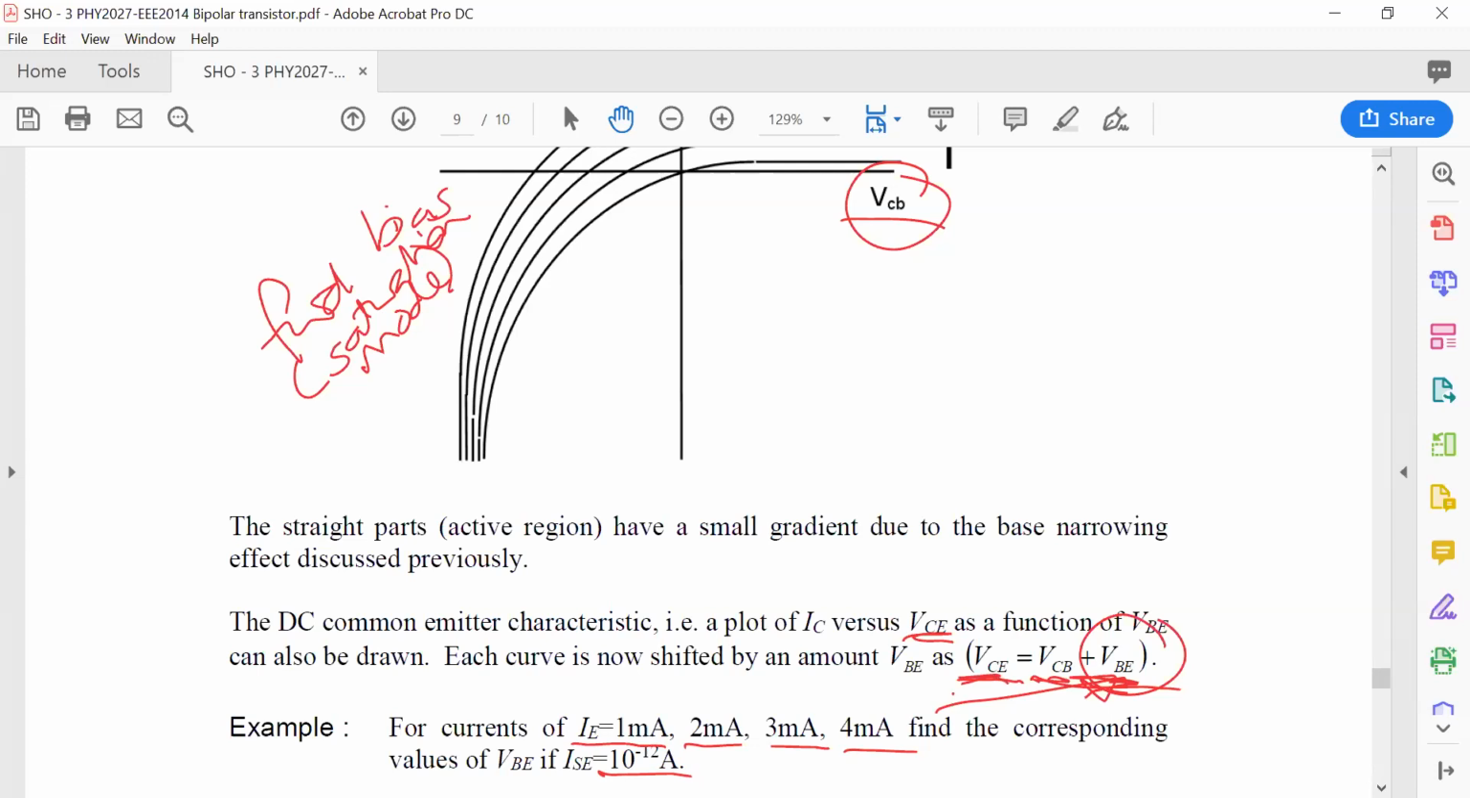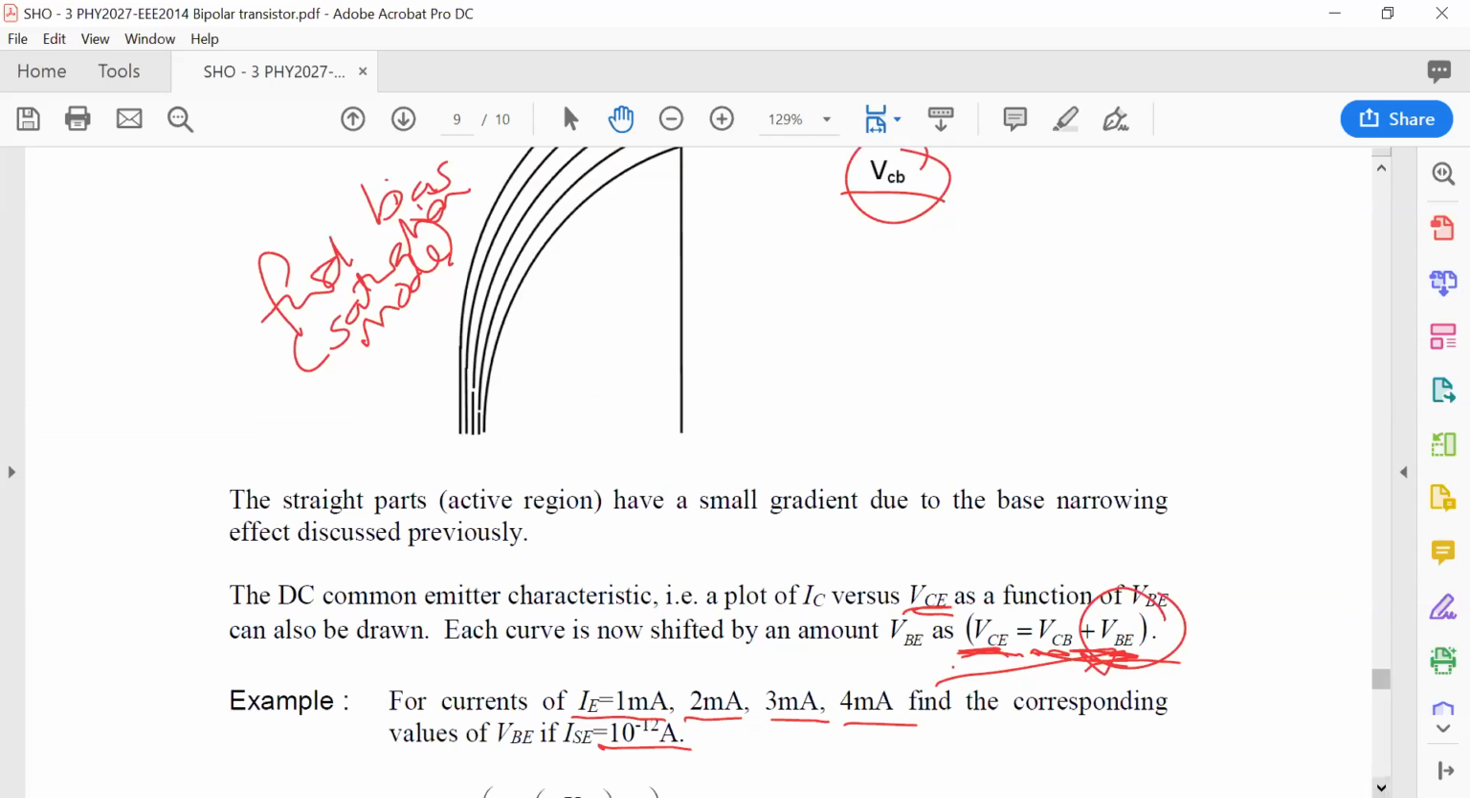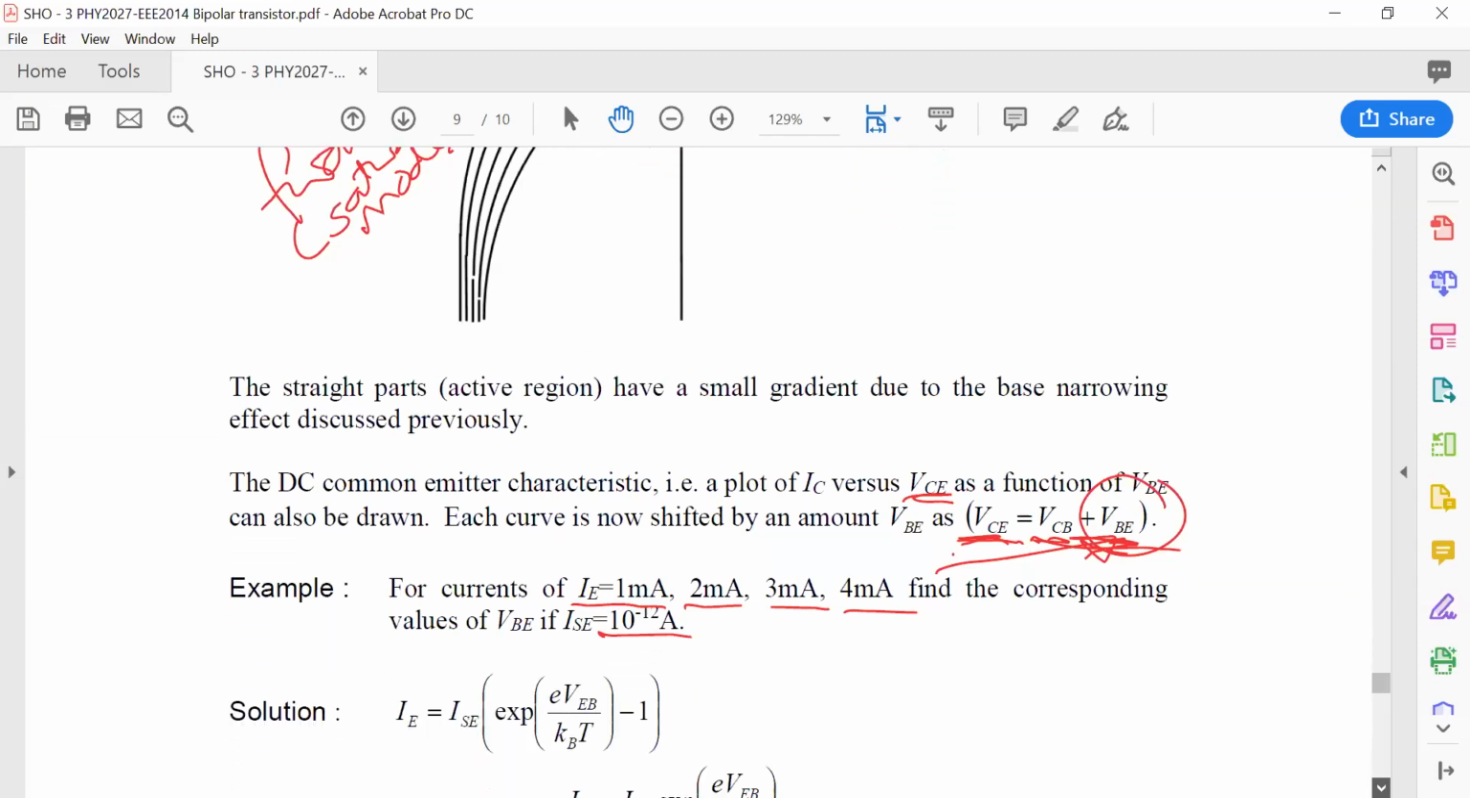Okay, we want to plot the output current as a function of VCE. So for each emitter current of 1, 2, 3 and 4 milliamps, what must the base emitter voltage being applied be? So it's really working backwards. We need to look back to our equation for a diode. This is the Shockley equation again. We've got the reverse saturation current, which we're given in the question. It's 10 to the minus 12 amps.